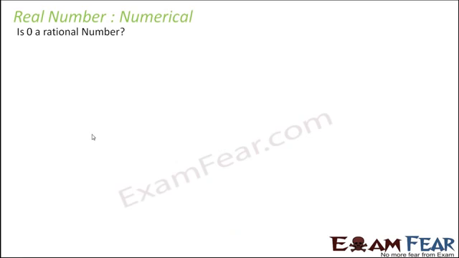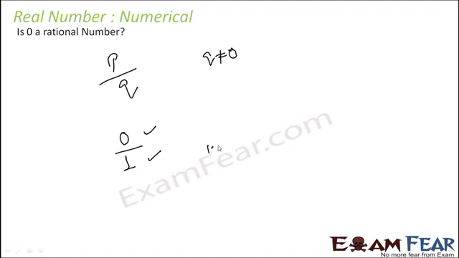Is 0 a rational number? See, a rational number is something which you can write in the form of p by q, q is not equal to 0, and p and q are integers. 0 I can write as 0 by 1, where 0 and 1 both are integers, and 1 is not equal to 0. Right? p by q. Thus 0 is a rational number.